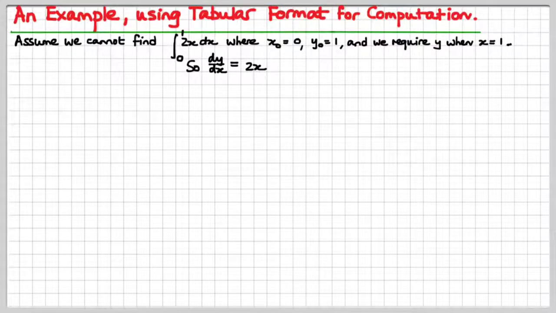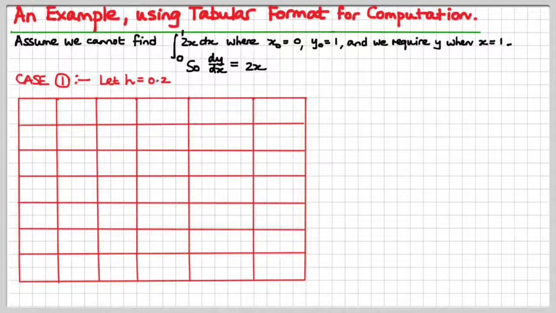So we know that dy dx is 2x, yes? Now I'm going to do two cases for you. When h is 0.2, there'll be 5 iterations to get over a span of x changing by 1 whole unit. And then we're going to do h is 0.1, in which case there'll be 10 iterations. It'll be more accurate when h is 0.1, but there'll be more iterations for us to do. That's always the trade-off: more work to get more accuracy.